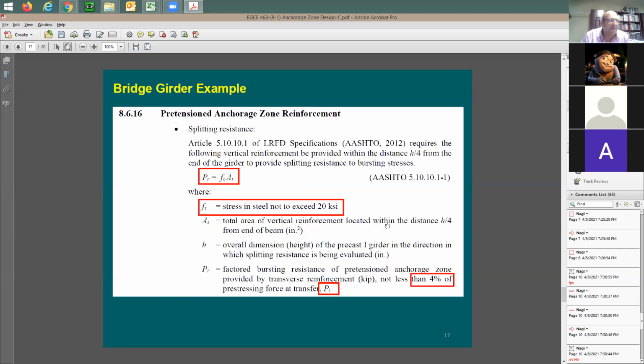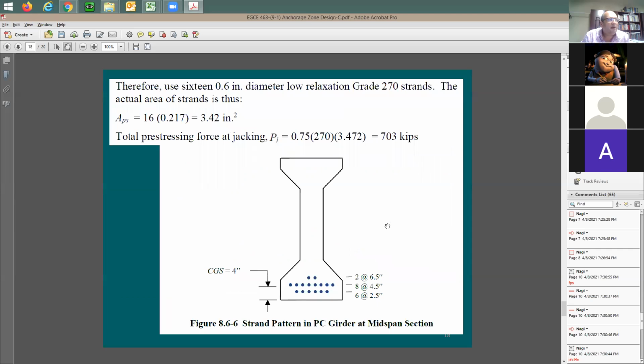All right, let's see an example based on Caltrans. They say that we have 16 of 0.6 inch. So the diameter is going to be 0.6 inch. Grade 270 strength. The cross-section area for each one of these 0.6 strands is going to be 0.217 square inches. You have 16 of these, therefore you have 3.47 square inches. So this is going to be the total cross-section area of the strands. That's great.